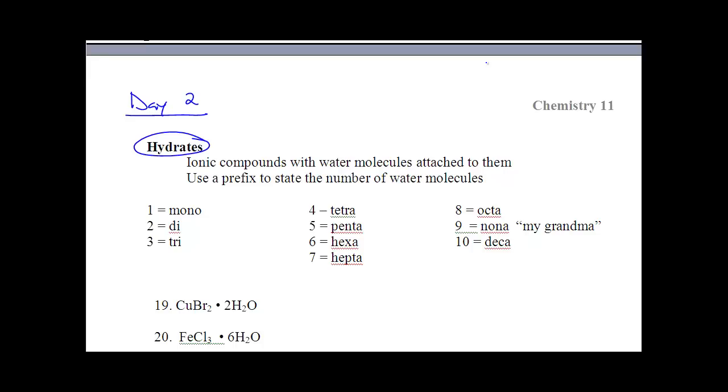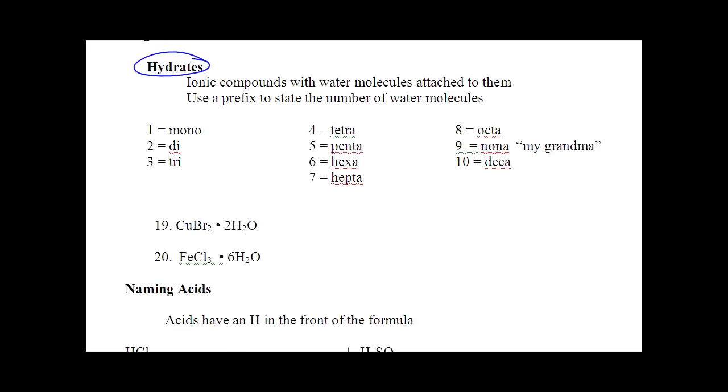We may as well do these now. Mono, di, tri, tetra, penta, hexa, hepta, octa, nona, and deca, which is 10. So to name these things is very, very simple.